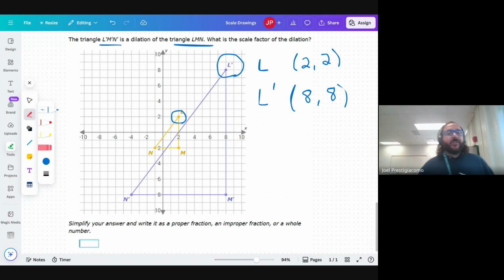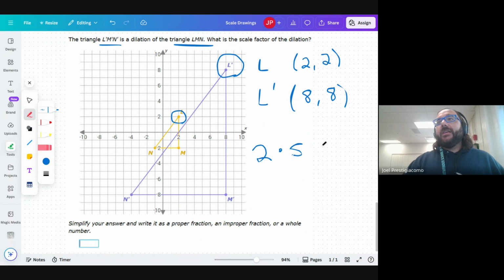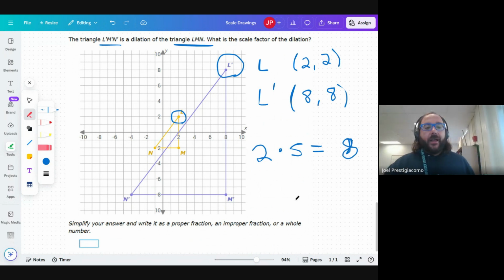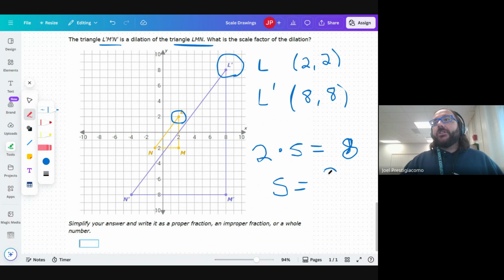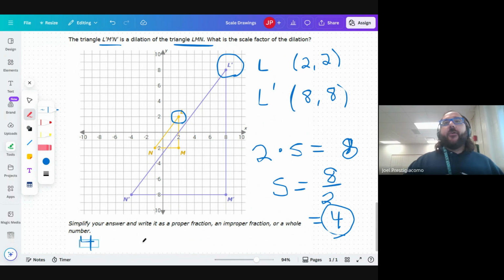This is kind of nice because you can see the relationship between the numbers. Again, it should equal the same. So what we're looking for is 2 times s is equal to 8. Sorry, this is really sloppy. So 2 is the original. I multiply it by my scale factor and I get 8. That means that S is 8 over 2, which is 4. So the big triangle is actually 4 times the size of the original piece.